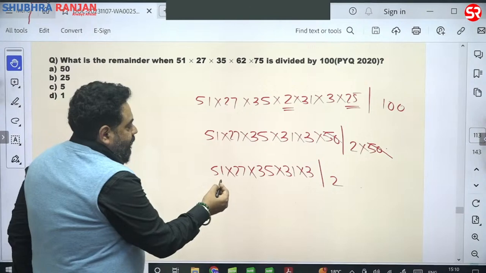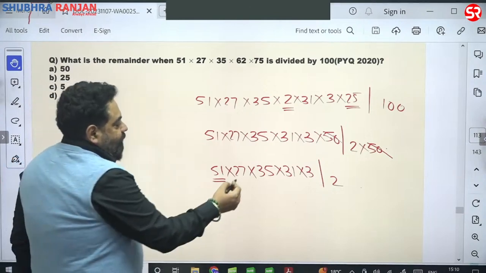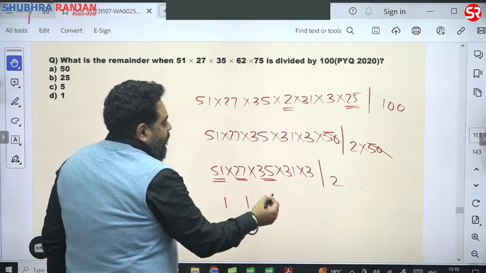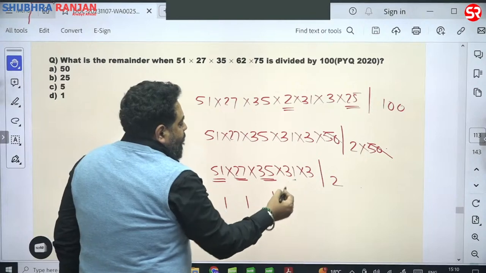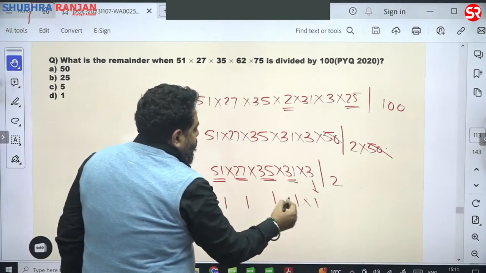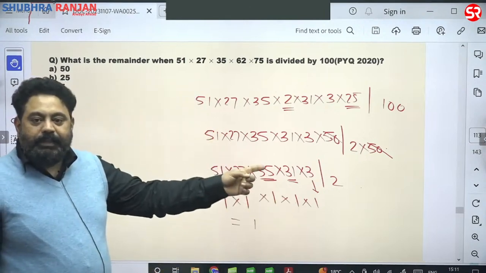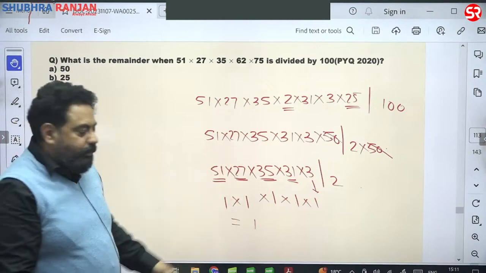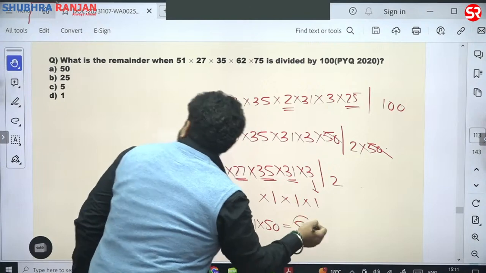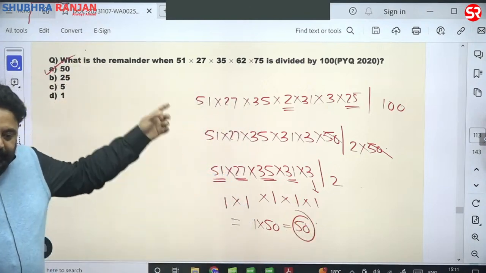Now 51 when divided by 2, remainder is 1. 27 when divided by 2, remainder is 1. 35 when divided by 2, remainder is 1. 31 when divided by 2, remainder is 1. 3 when divided by 2, the remainder is 1. What did you cancel up and down? Multiply by 50. The answer is 50. Tell me, what should we do? They are framing good questions. It is 2020.